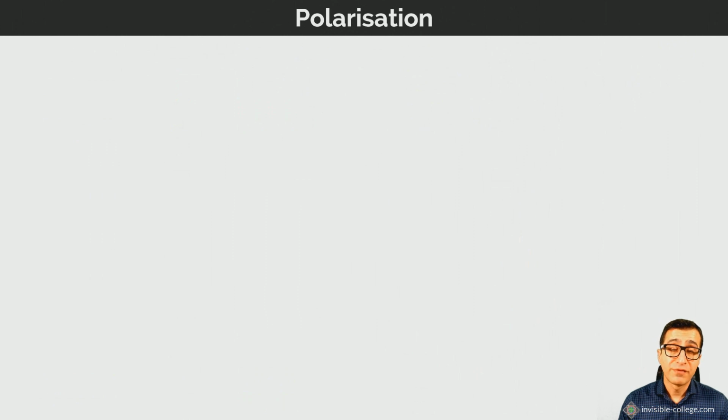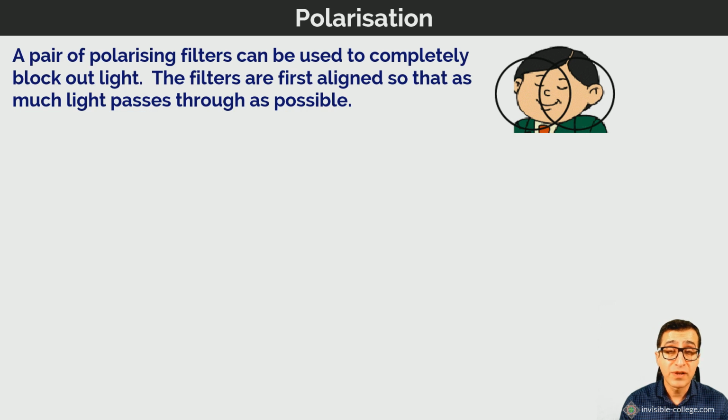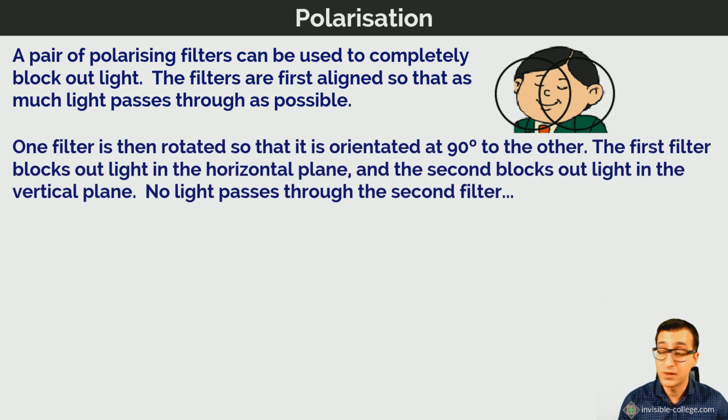So a pair of polarizing filters can be used together to completely block out light. The filters are first aligned so that as much light passes through them as possible, and then one filter is rotated so that its orientation is at 90 degrees to the other one. So the first filter blocks out light, for example, in the horizontal plane, and the second filter will block out light in the vertical plane, which means ultimately that no light will pass through the second filter.